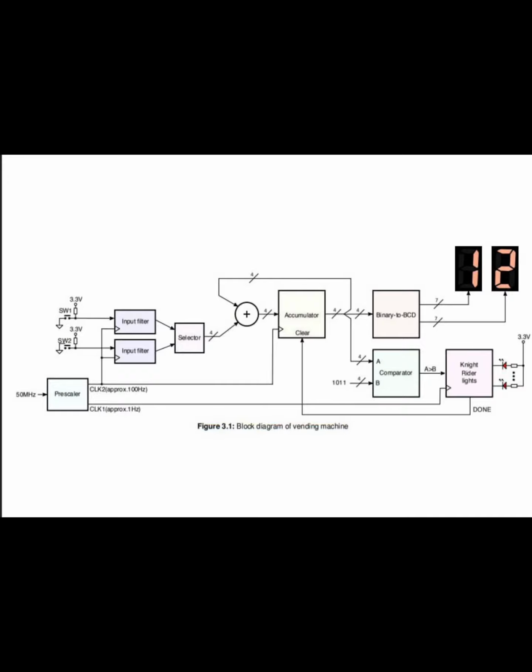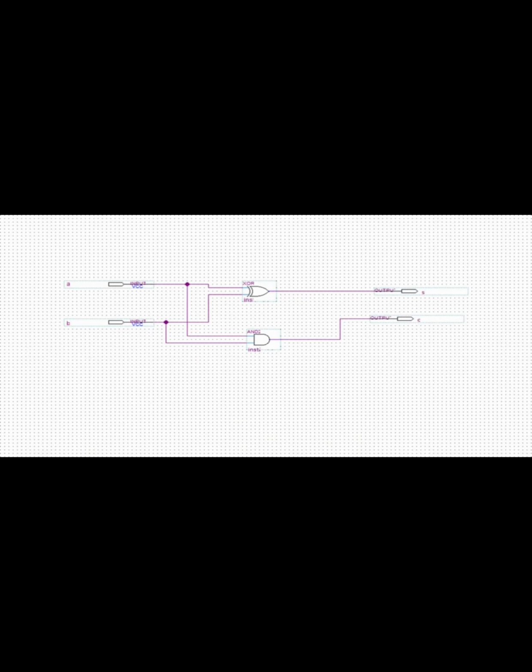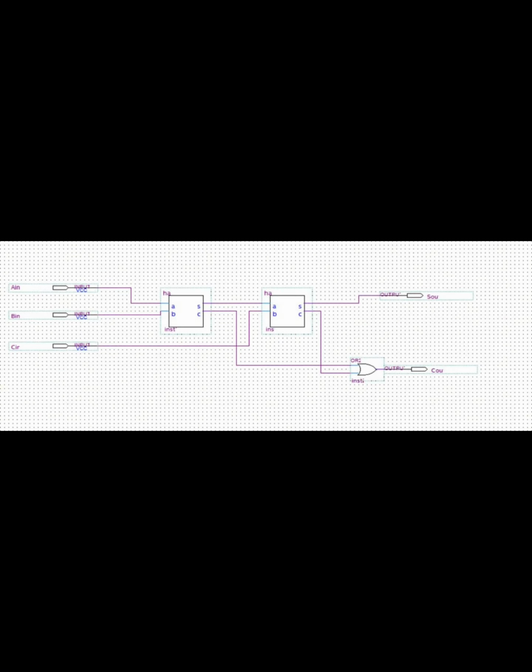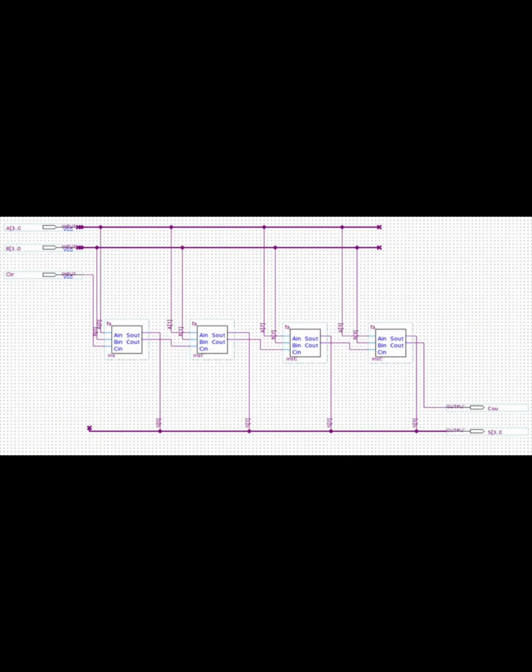As you can see in this picture, this is the block diagram of the vending machine. First, we are going to make a 4-bit ripple adder. In the 4-bit ripple adder, we have a half adder. This is the schematic circuit of the half adder. The second one is the schematic of the full adder. And the last one is the schematic circuit of the 4-bit ripple adder. So this is the step of how we build a 4-bit ripple adder.